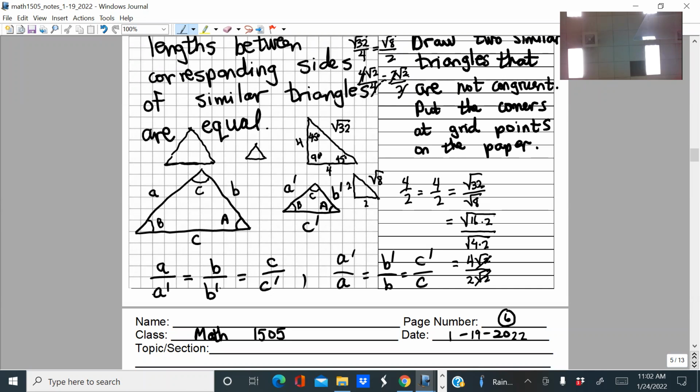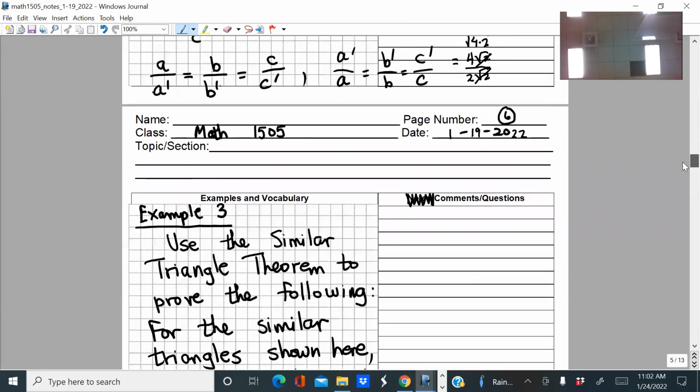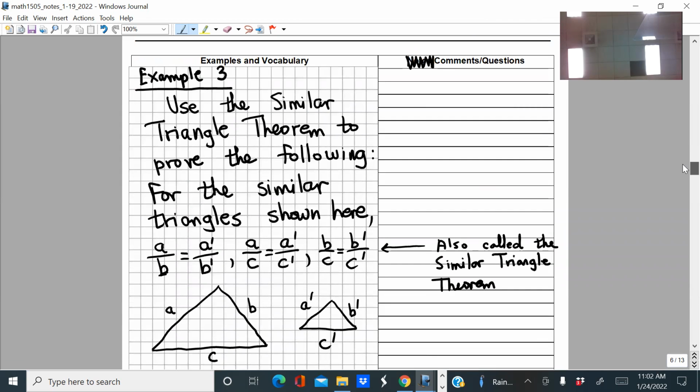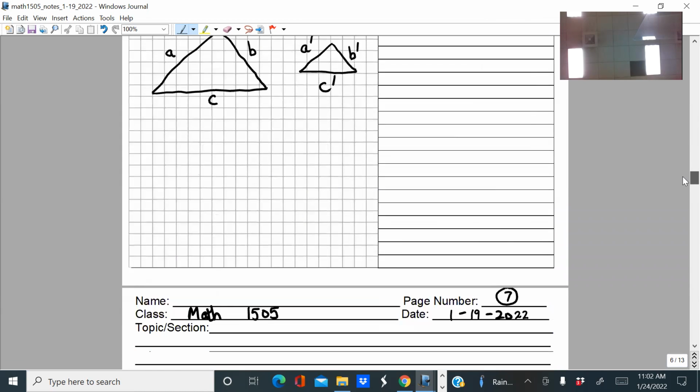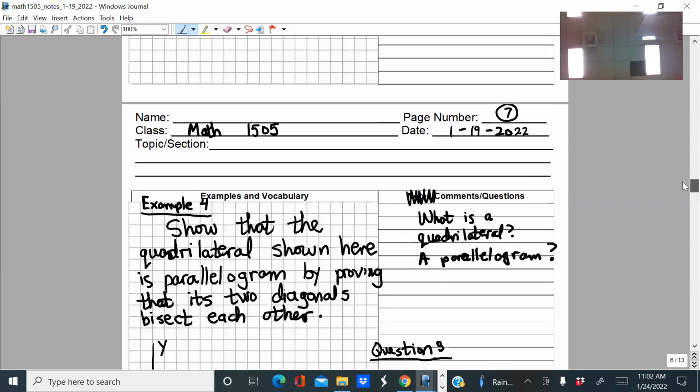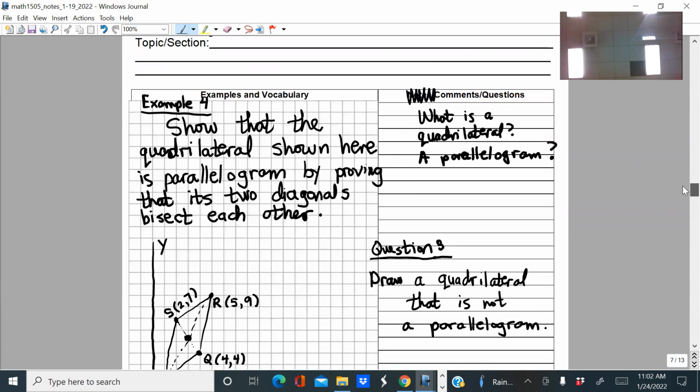All right, so we're going to have lots of opportunities to apply this similar triangle theorem because we're going to run into similar triangles a lot here in the class. Most of the time, our similar triangles are going to be right triangles, okay? Because we're going to be looking at right triangles a lot.